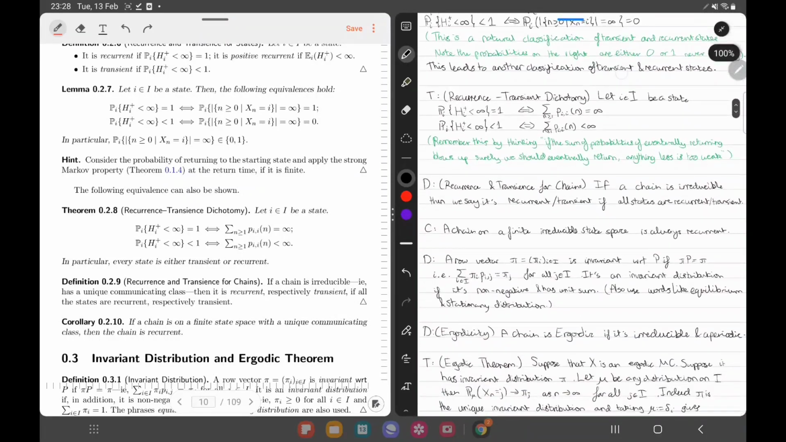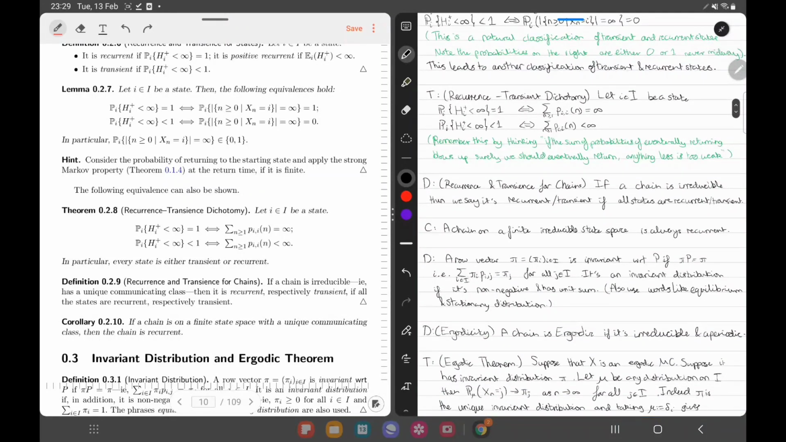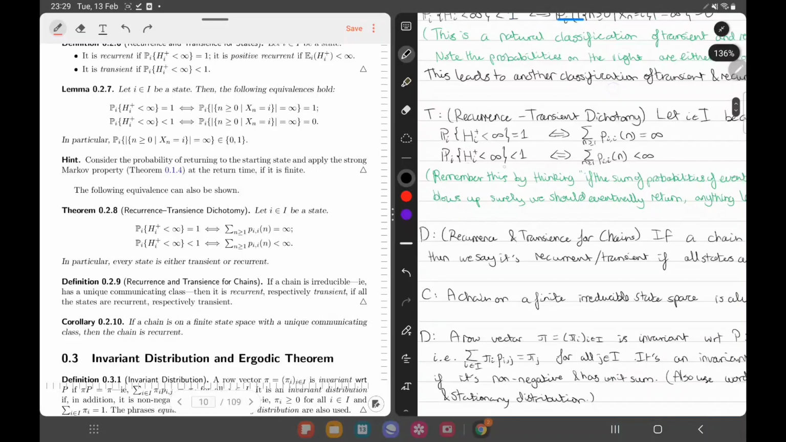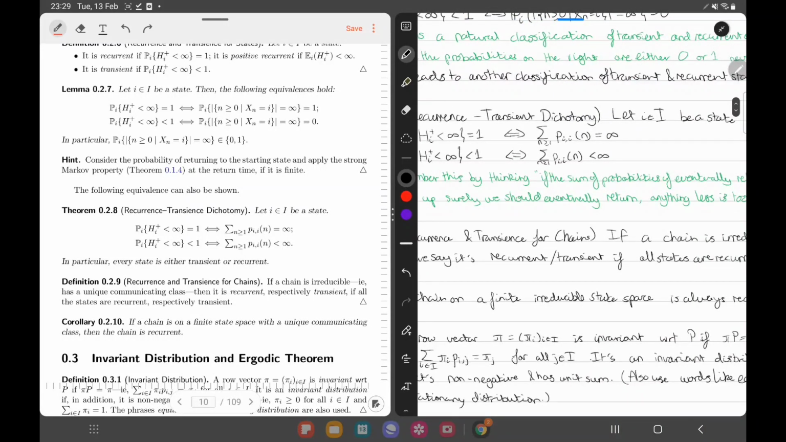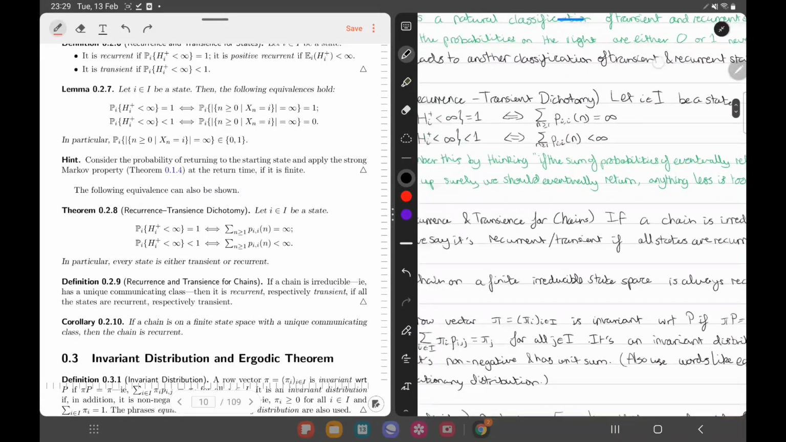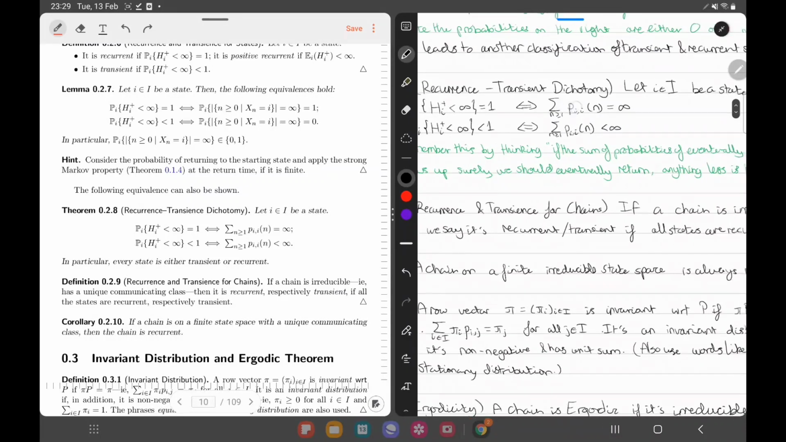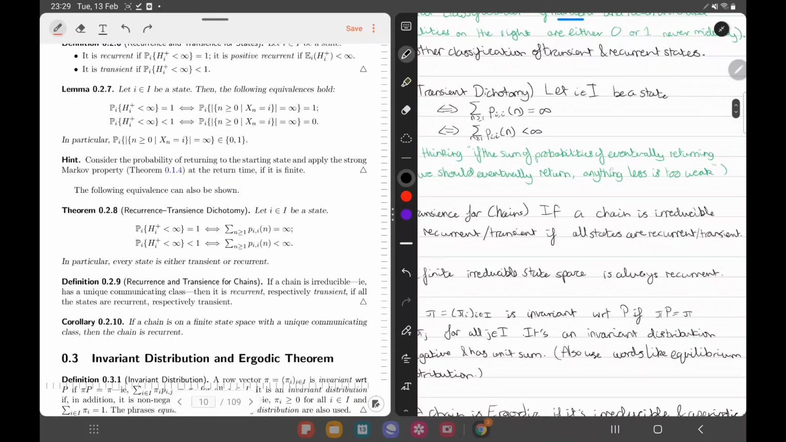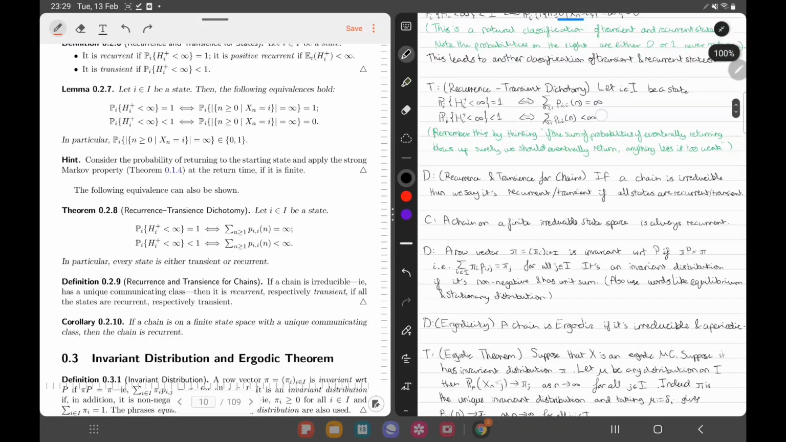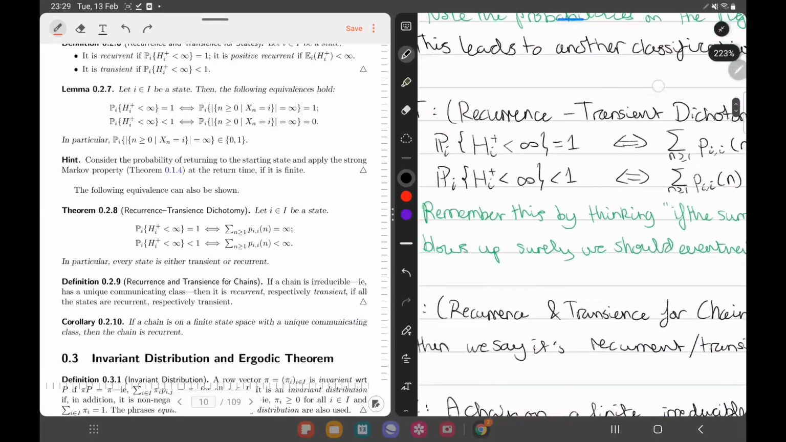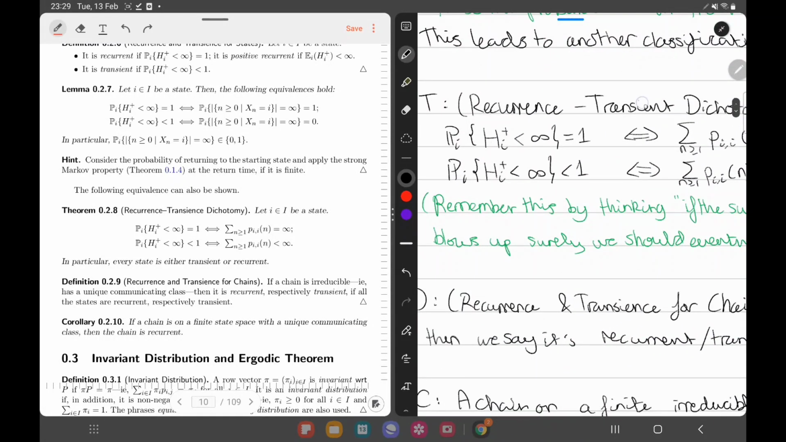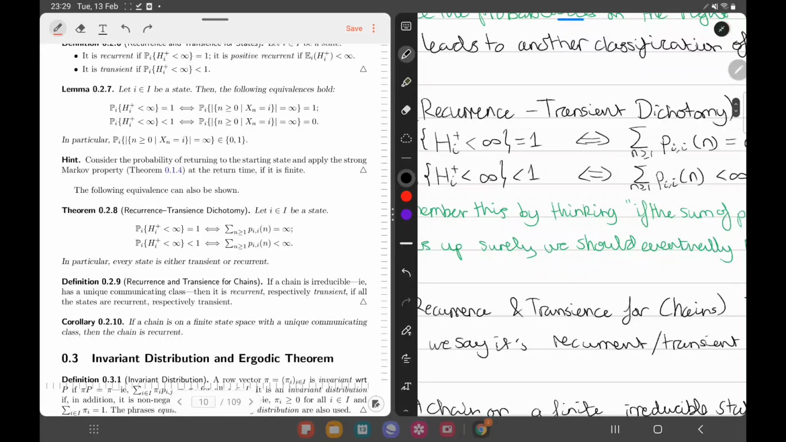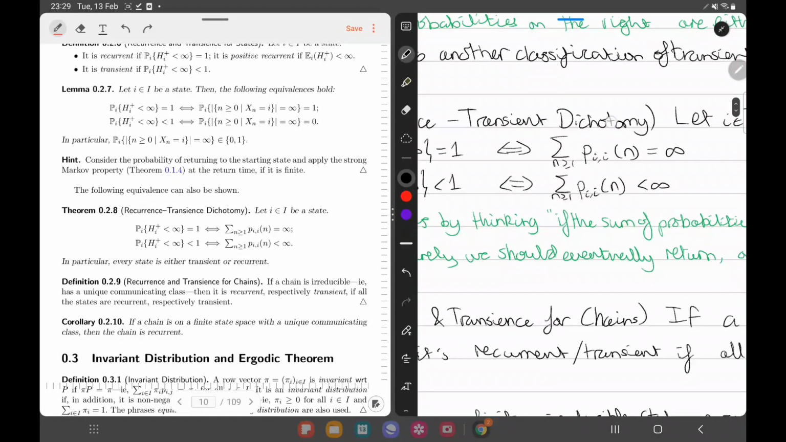I think there are nice, easy ways of remembering these things. So I wrote down, remember this by thinking, if the sum of the probabilities of eventually returning blows up, surely we should then eventually return. Anything else is a bit too weak. So that's what this is saying. It's saying the chances of me returning is equal to 1. So I'm certain of me returning.